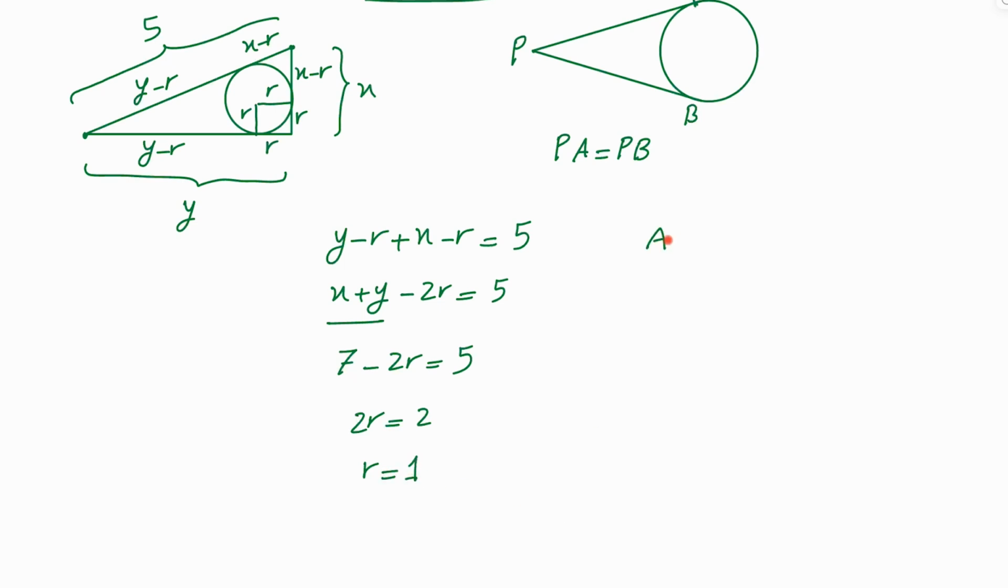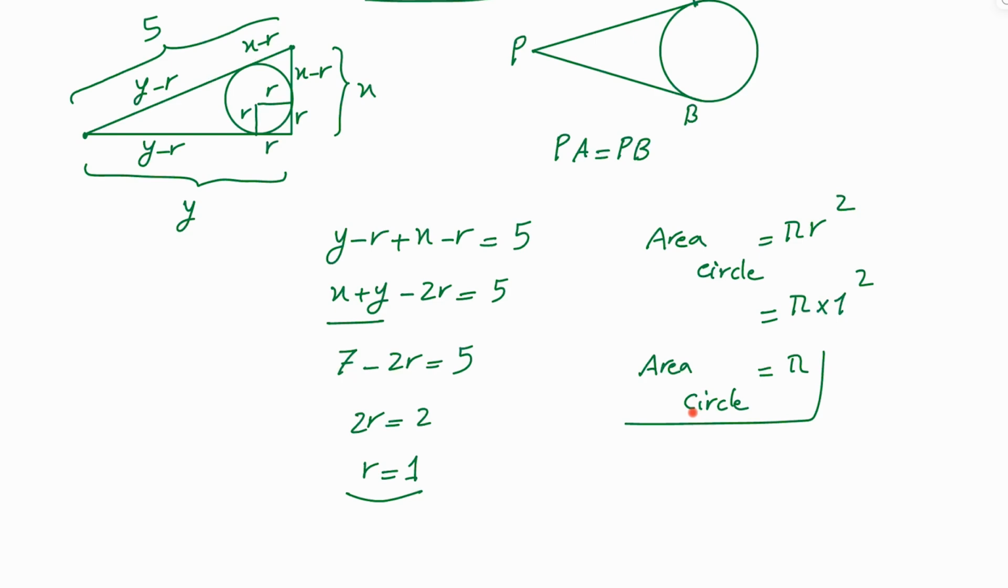And so finally, we can find the area of the yellow circle, which is pi r squared, and we have r, which is 1 to the power of 2, and finally the area of this circle will be pi. So this is the final answer to the problem.